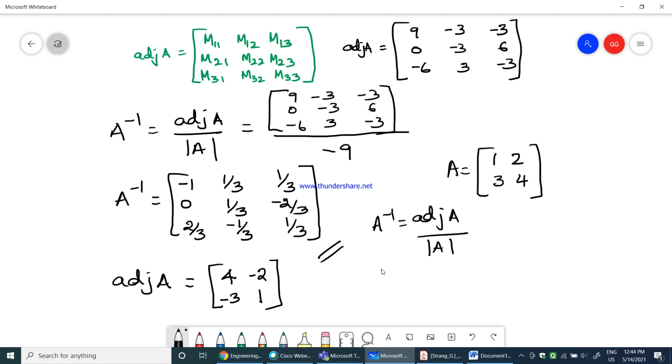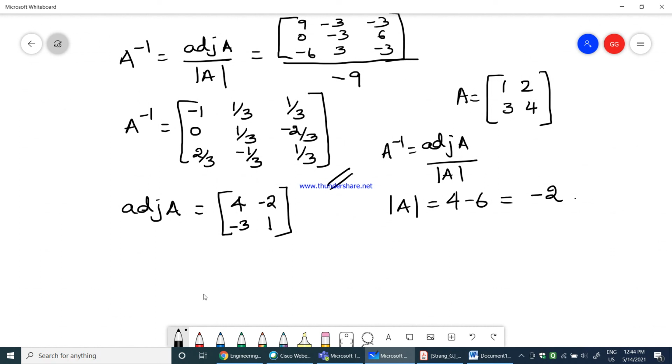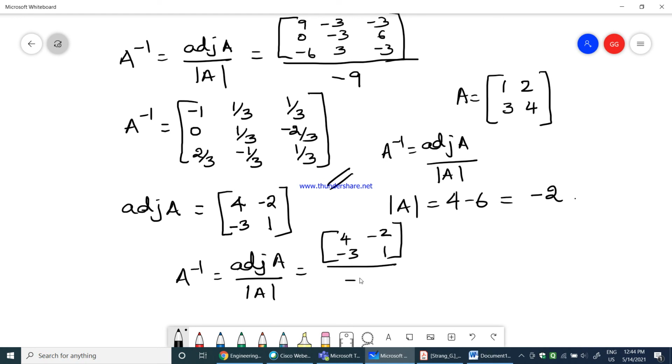Now how do you find out determinant? It's quite simple, which is very simple. 4 into 1 is 4, minus 3 into 2 is 6. So 4 minus 6 is minus 2. Now my job is to find out the A inverse for this. So what will I do? A inverse would be equal to adjoint of A divided by determinant of A. Therefore 4 minus 2 minus 3 1 divided by minus 2.